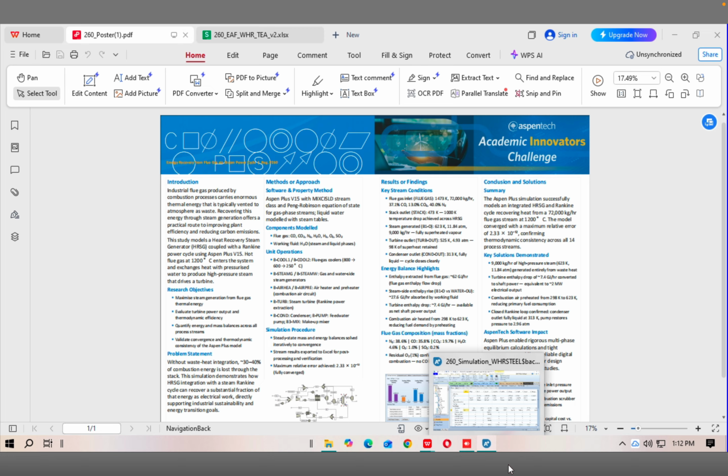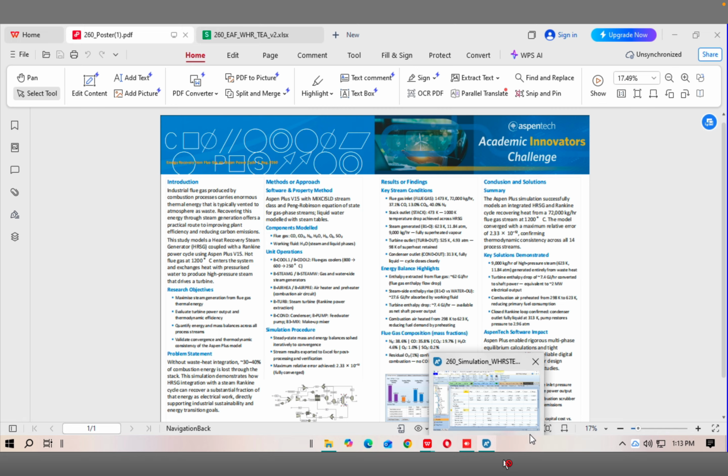For the introduction part, electric arc furnaces discharge flue gas at temperatures up to 1200 degrees Celsius. This represents approximately 30% of total energy input being lost as waste heat. The global steel industry contributes around 7% of worldwide CO2 emissions, making waste heat recovery a critical and urgent decarbonization strategy. Our project directly addresses this by designing a system that captures this wasted energy to generate electricity and preheat combustion air with zero additional fuel input.